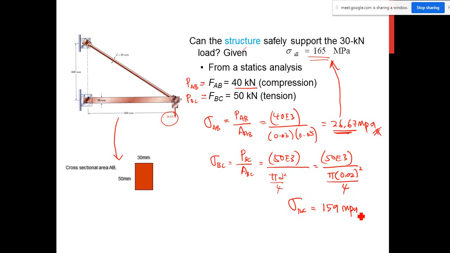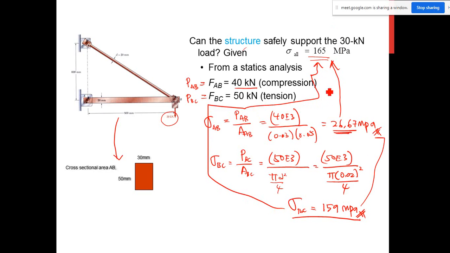159 megapascal. Okay, so if you compare with the allowable stress, this one is still lower than 165. Sigma BC is lower than 165, or sigma allowable. So that means member BC is also safe. So that means BC can support 30 kN.